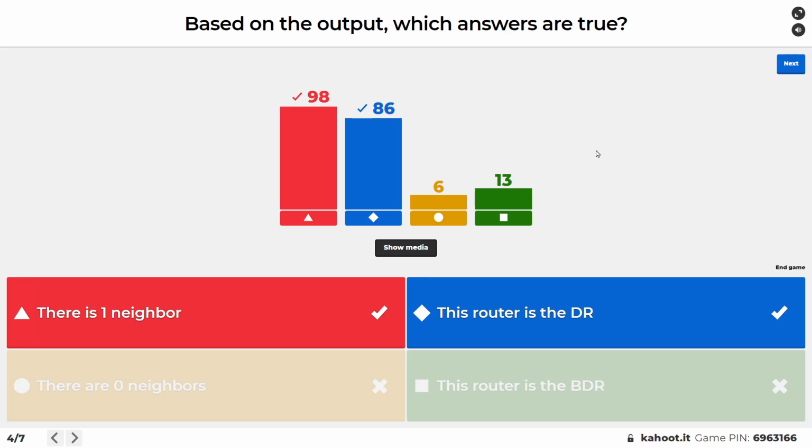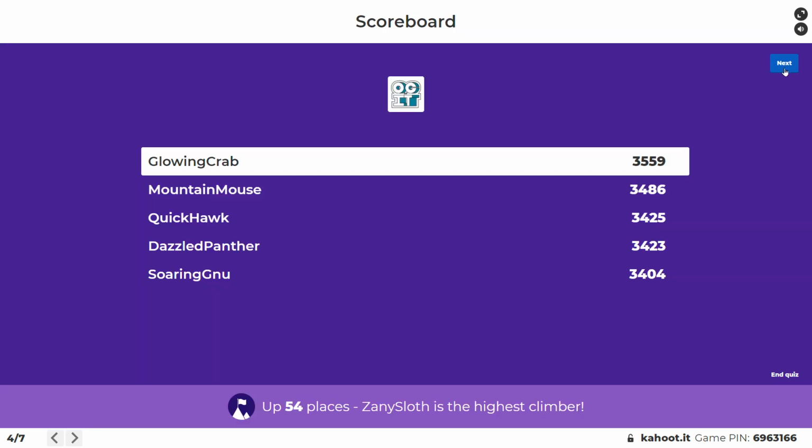All right, so great job. Actually, I'm preaching to the choir because most of you nailed that. So let's continue on. Top of the stack, glowing crab. Nice. And followed by soaring gnu, mountain mouse, quick hawk, and eager sea lion. Or whatever sound the sea lion makes.